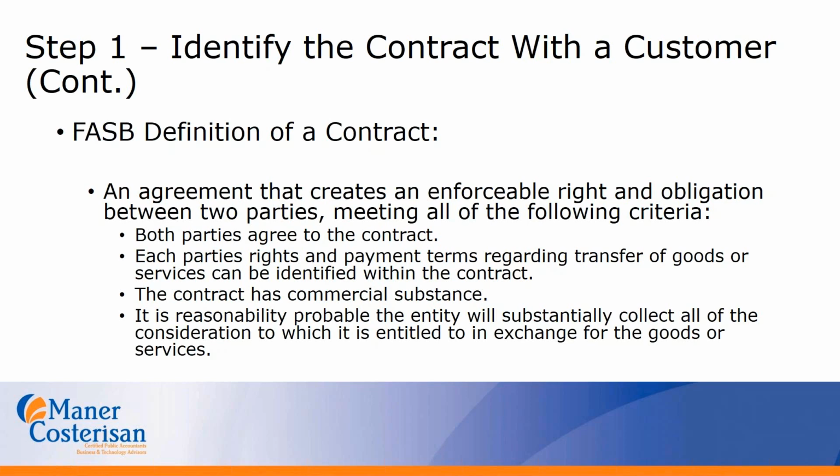Another criteria is that the contract has commercial substance. And is it probable that the entity will collect substantially all of the consideration to which it will be entitled in exchange for the goods or services that will be transferred to the customer? So basically, is the contract collectible? FASB has determined to evaluate whether collectability of an account is probable. An entity should consider only the customer's ability and intention to pay that amount of consideration when it is due.